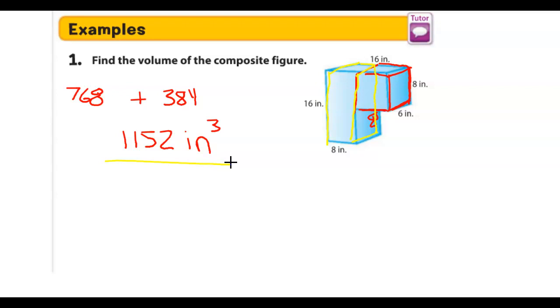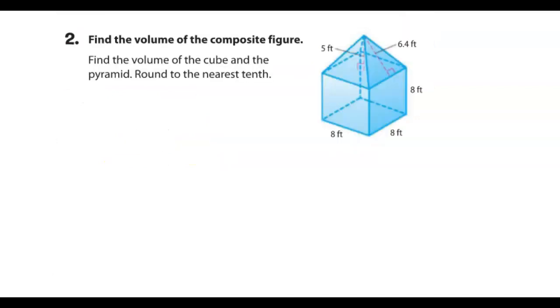Okay, let's move on down to number 2. Problem number 2, we're going to do it kind of the same, you guys. What we're going to do is find the volume of the cube, which is underneath it. And then after we find the volume of the cube, we're going to go ahead and find the volume of the top. I'll do the top here, which is in purple.